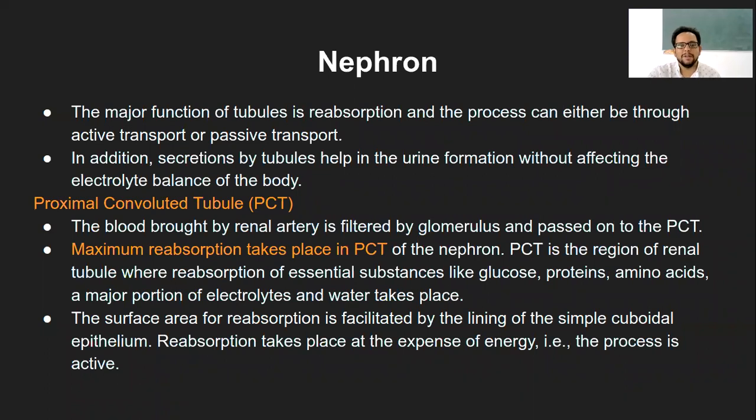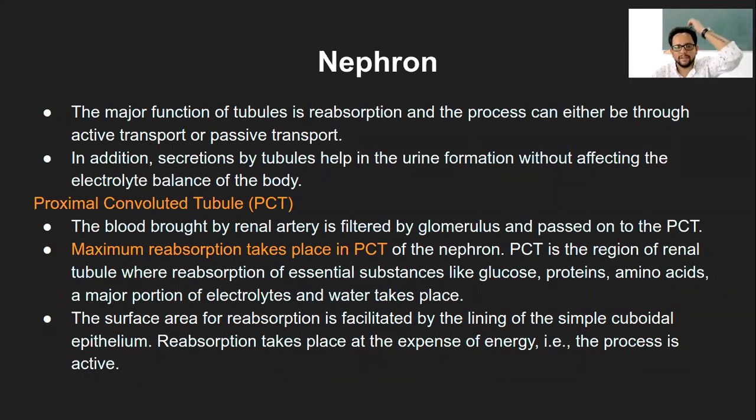And the second one, in addition, is secretion by the tubules. So that is the second function of secretion. And this part we'll see in the final function of the nephron as well. So that secretion by tubules helps in the urine formation without affecting the electrolyte balance of the body.